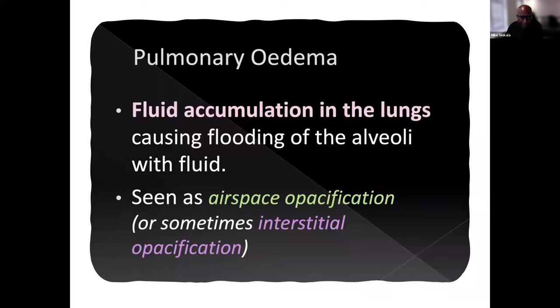Pulmonary edema. Again, this is fluid accumulation in the lungs, causing flooding of the alveoli with fluid. Normally the alveoli are filled with air, but when there is pulmonary edema, there is insufficiency of the heart to pump out fluid, and this fluid collects in the alveoli. On a chest x-ray, pulmonary edema will show increased airspace opacifications, which I will show you. Airspace opacifications are a normal feature in pulmonary edema.